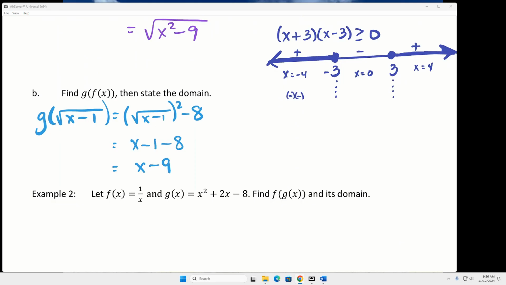So for our domain, this one's going to be easier. We're just going to say that radicand, which is x minus 1, has to be greater than or equal to 0. So x has to be greater than or equal to 1, which is from 1 to infinity.